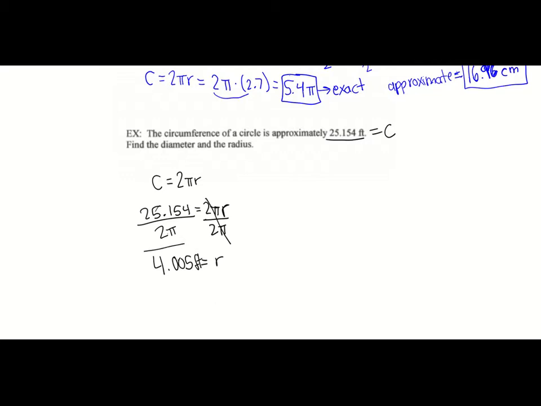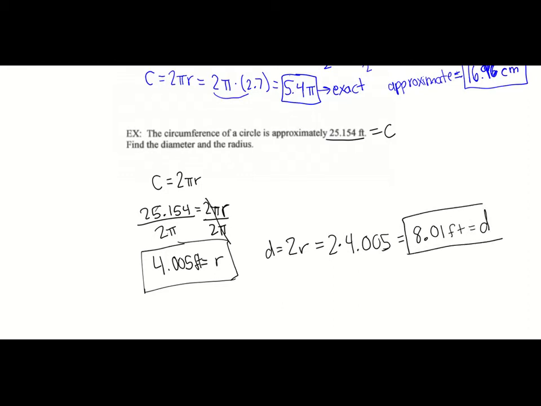And then once I have my radius, I know my diameter is 2r. 2 times 4.005 gives me 8.01. And that is my diameter.